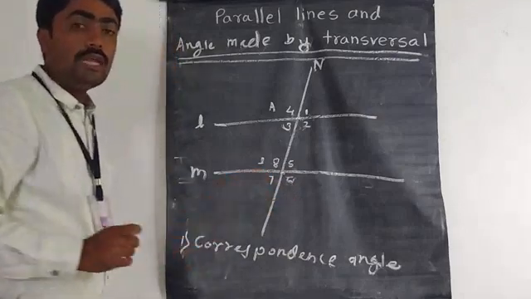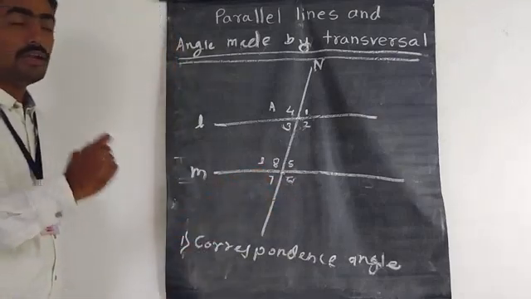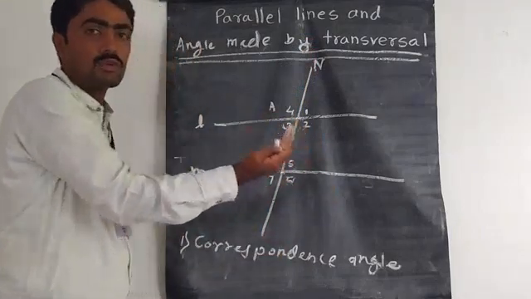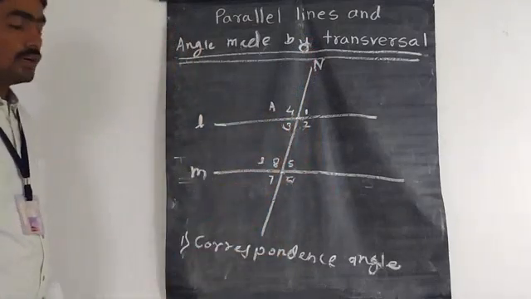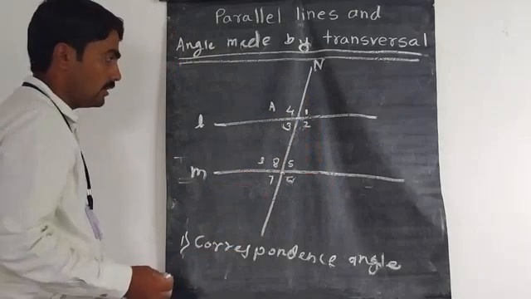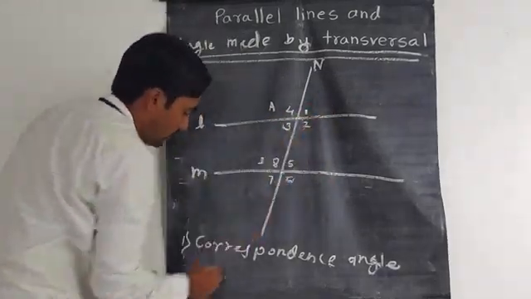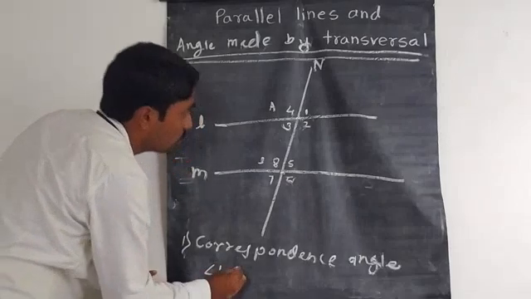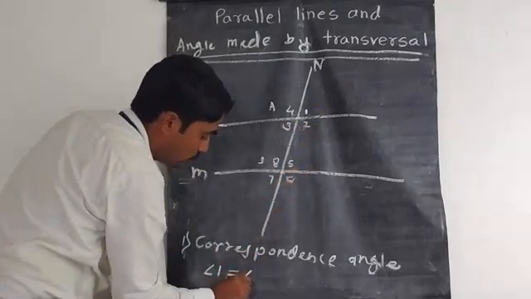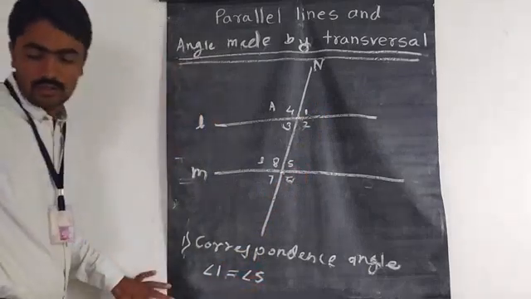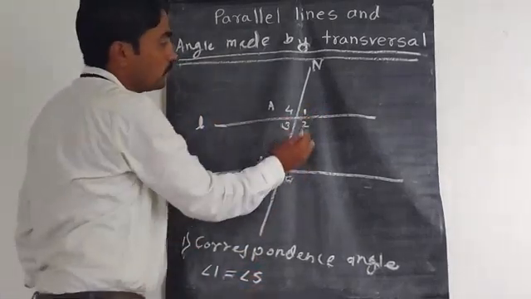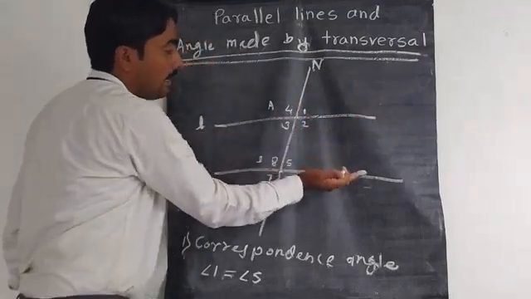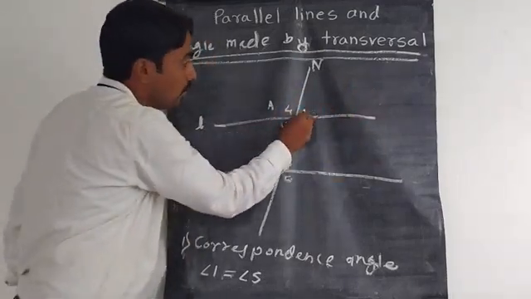But we have to see the corresponding angles for a transversal. So, which are the corresponding angles? I will make the pairs. That is angle 1. See, angle 1 corresponds to angle 5. This angle is on the same side of the transversal and above the line.